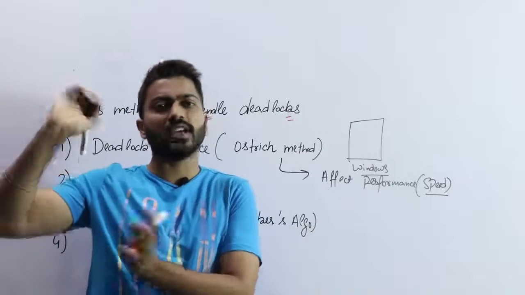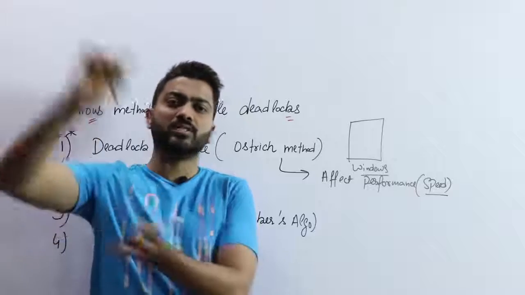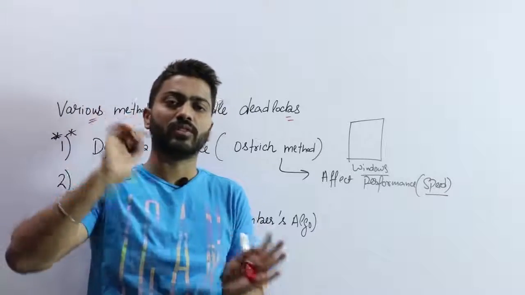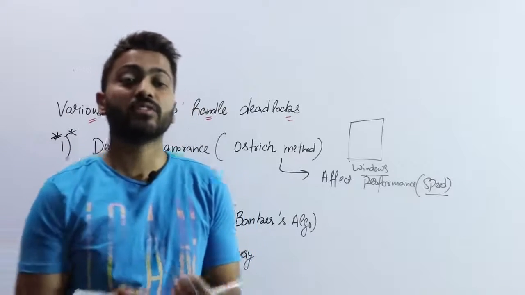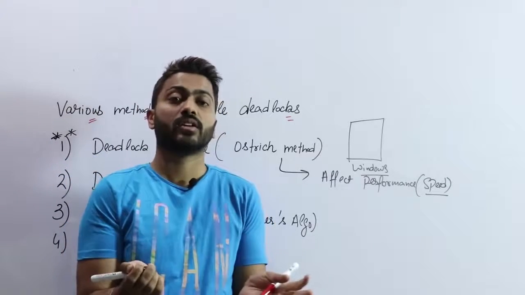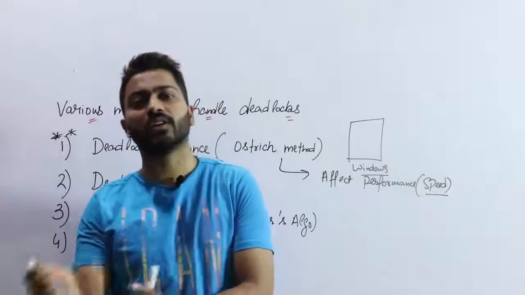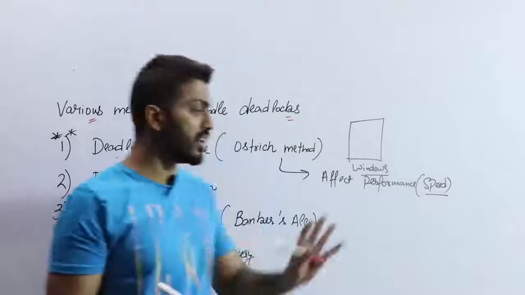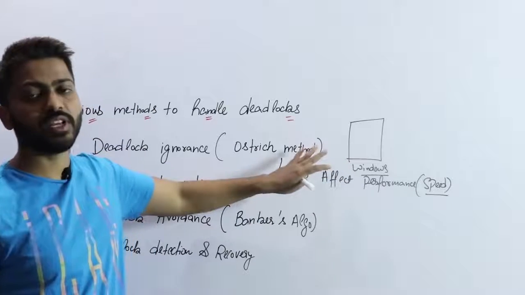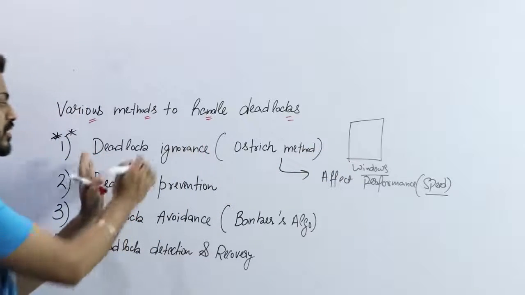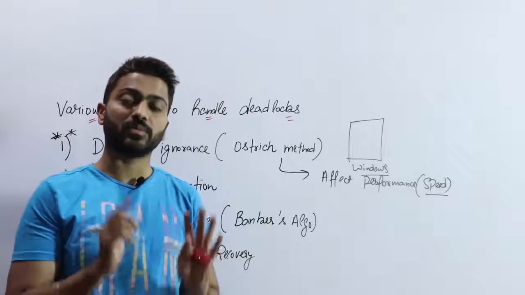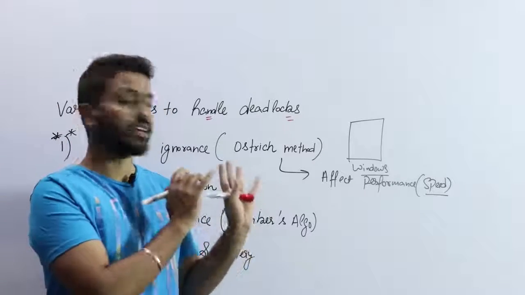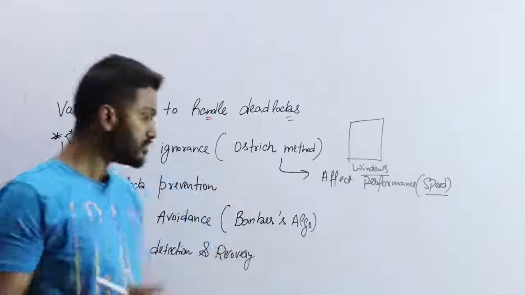Our system is already capable: memory is enough, the CPU is enough, the capabilities are enough. But still, if the deadlock occurs, which is very rare, no problem, we are simply ignoring it. Just because of the rare occurrence, we are simply ignoring the deadlock situation. This is the simple meaning of deadlock ignorance. And Windows and Linux operating systems use the deadlock ignorance method.